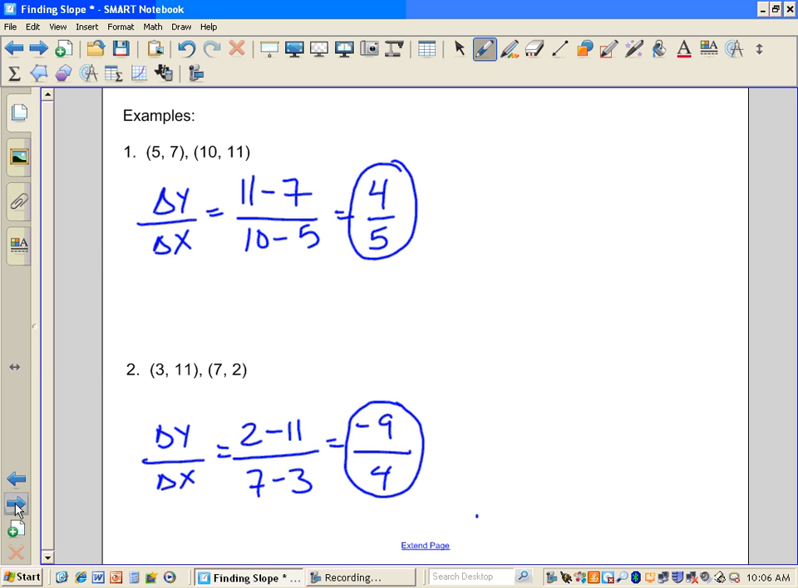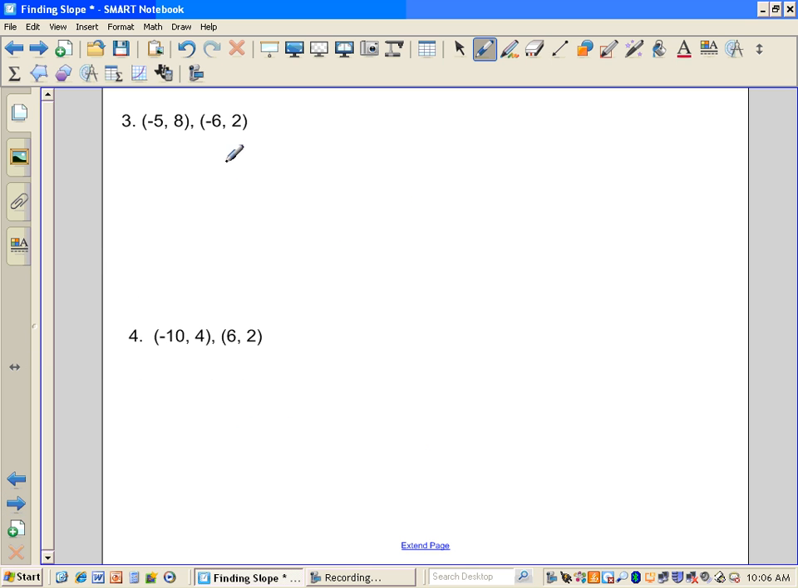A couple more examples to look at. The second most common problem that students run into, besides forgetting that the y's are on top and the x's are on the bottom, is we run into trouble with our positives and negatives. And that's very common, but doesn't mean we can't work really hard to overcome it. Here are some examples where we have some negatives, and let's look at how they work out.